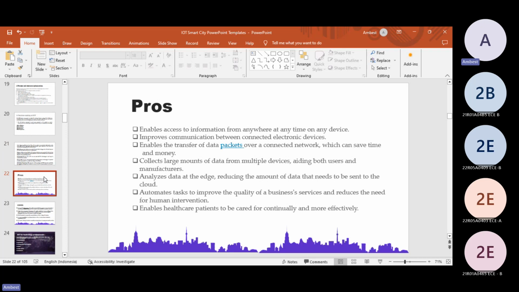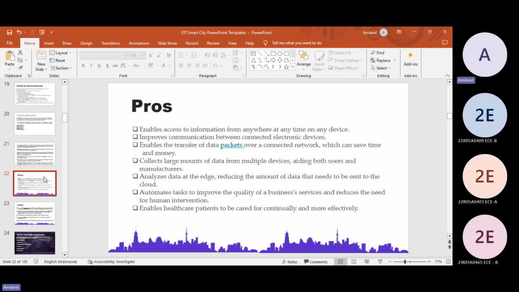And coming to the pros of these, it enables access to information from anywhere, anytime, and at any cost of the devices. Also it improves the communication between the connected electronic devices. It caters not only to the short amount of data transmission, but also it enables the huge amount of data transmissions. And the fourth thing is that it analyzes the sizes of the data. So it analyzes the data whatever we have in the cloud at each edge, and it ensures that only what is useful at the end of the day is sent onto the cloud.